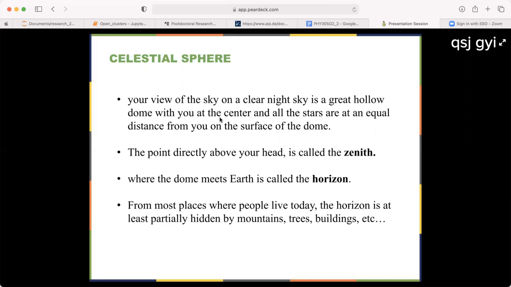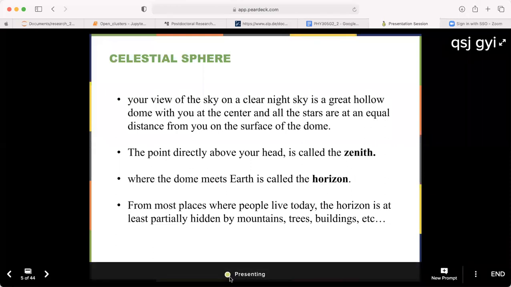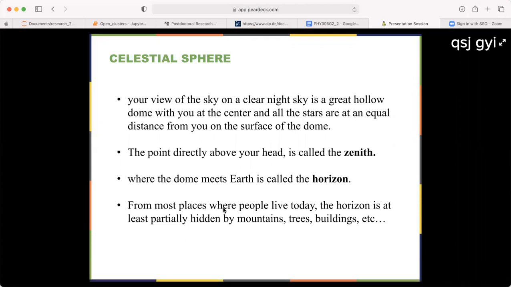Now, the problem is that in practice, for most of the places that we live, the horizon is at least partially hidden. So most of these domes are partially hidden. If you are inside a building, there are a lot of other buildings around you. Most of the time, what we can see is just the sky that is above you, and maybe around you, but you cannot see more. Most of the time, you cannot see your horizon, because it is covered by mountains and buildings.